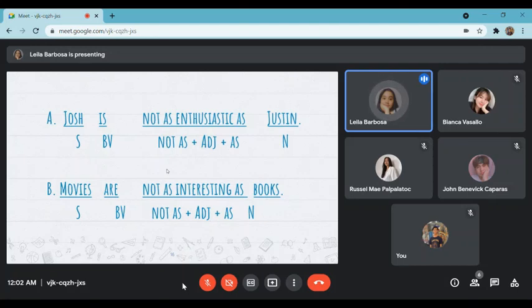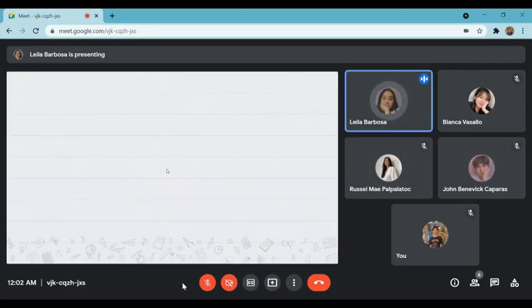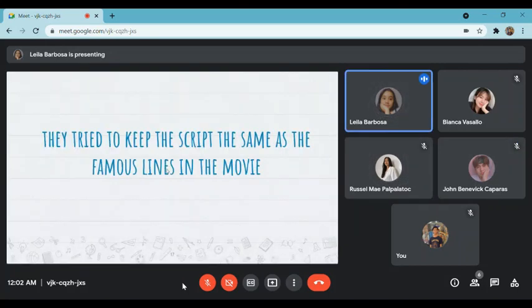By the way, is that comparative form clear to you? Yes, ma'am. Okay, so let's proceed to our next example. We have here a phrase where they tried to keep the script the same as the famous lines in the movie. Now, I would like you to identify the word that is used to show the comparison of the two things being compared in this phrase. So, what do you think is that word?